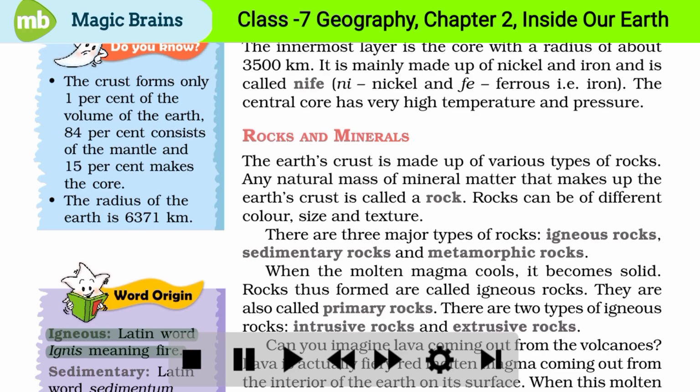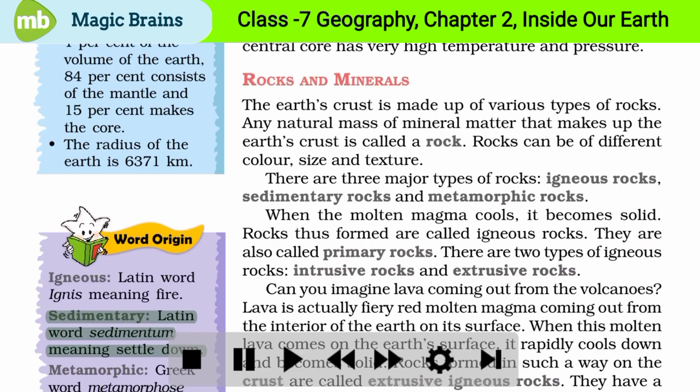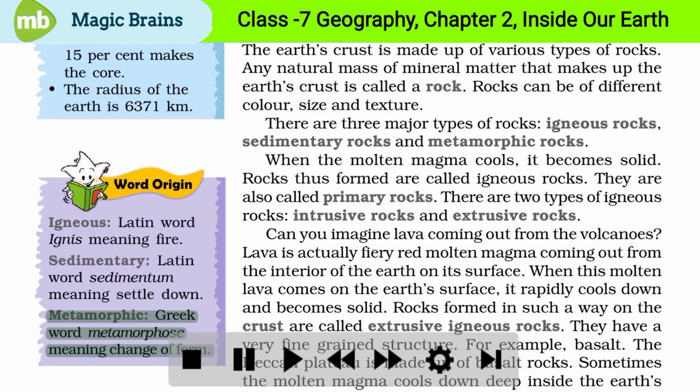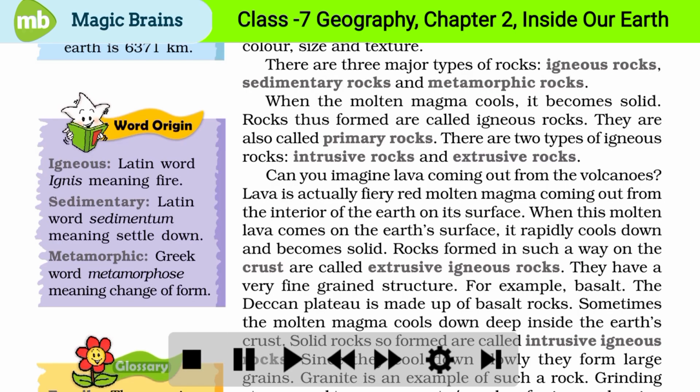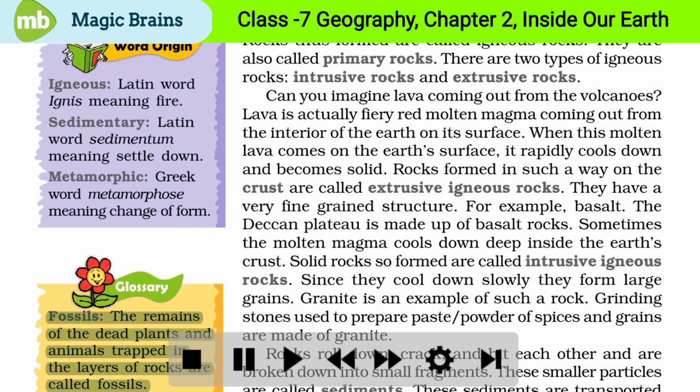Igneous. It comes from a Latin word ignis, meaning fire. Sedimentary. It comes from a Latin word sedimentum, meaning settle down. Metamorphic. It comes from a Greek word metamorphos, meaning change of form. There is another small box about glossary.